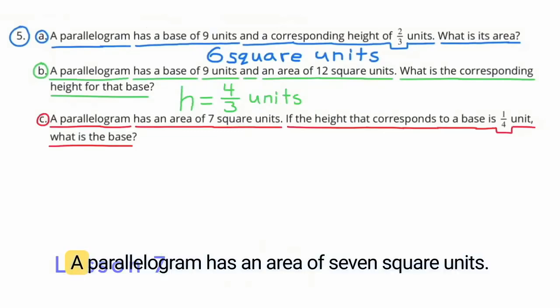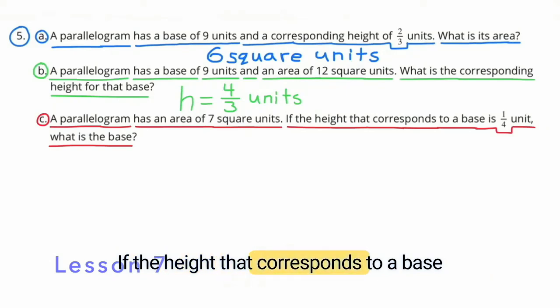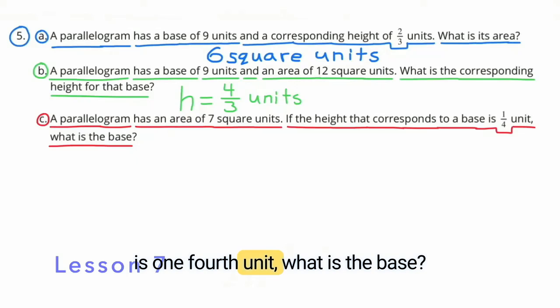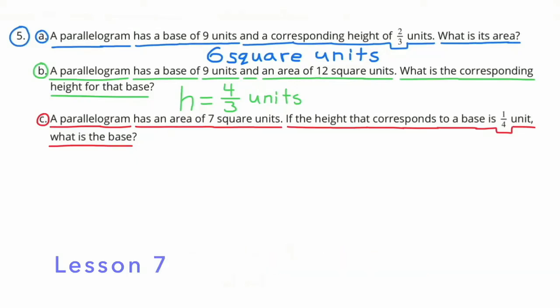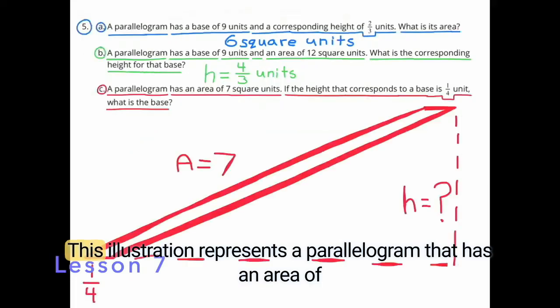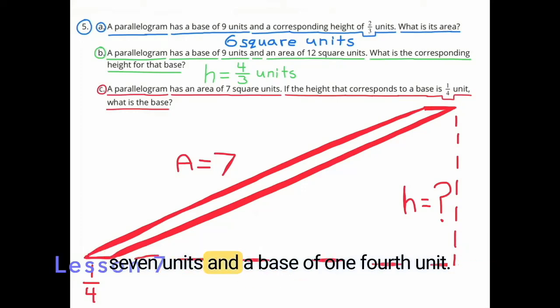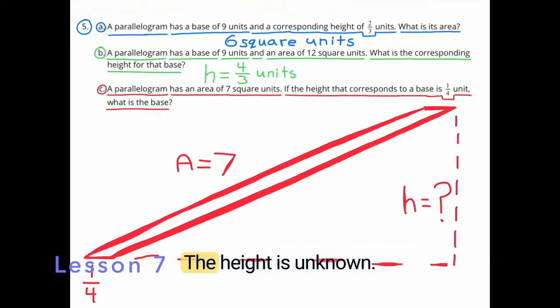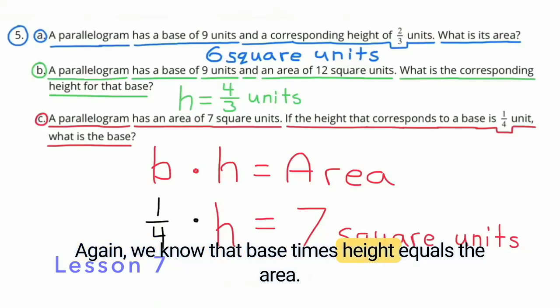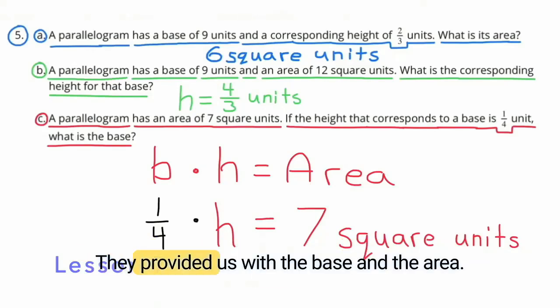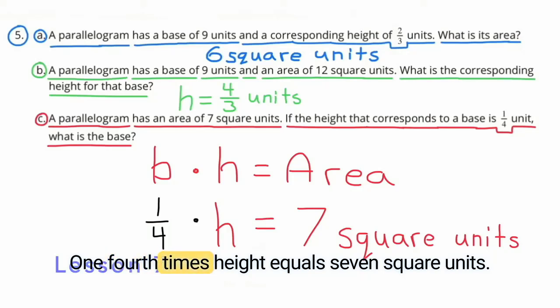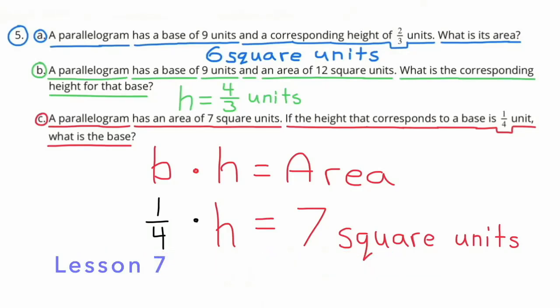C. A parallelogram has an area of 7 square units. If the height that corresponds to a base is 1/4 unit, what is the base? This illustration represents a parallelogram that has an area of 7 units and a base of 1/4 unit. The height is unknown. Again, we know that base times height equals the area. They provided us with the base and the area. 1/4 times height equals 7 square units.